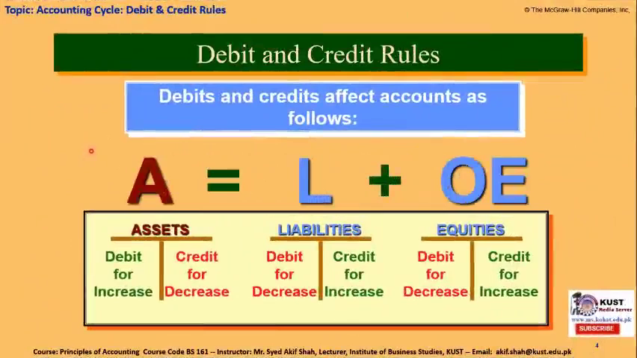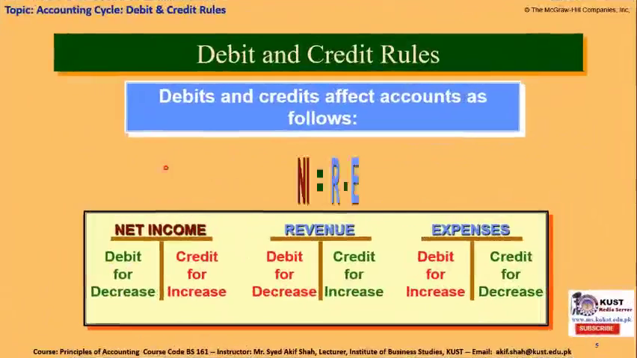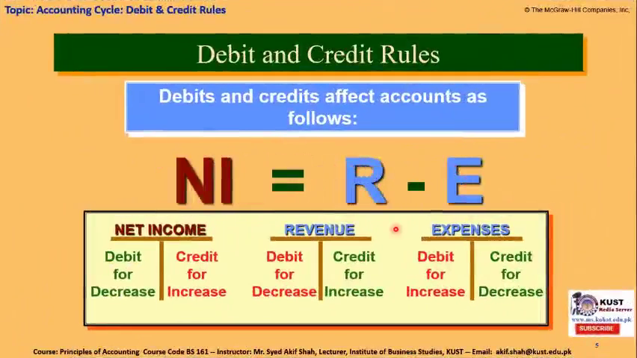Let us discuss the debit and credit rules in detail. The debit and credit effects account as follows. We know that we have an accounting equation, which is: assets are equal to liability plus owner equity. All accounting records the economic transaction on the basis of 5 main heads of accounts, which are assets, liability, equity, and then, let me move forward, revenue and expenses accounts.